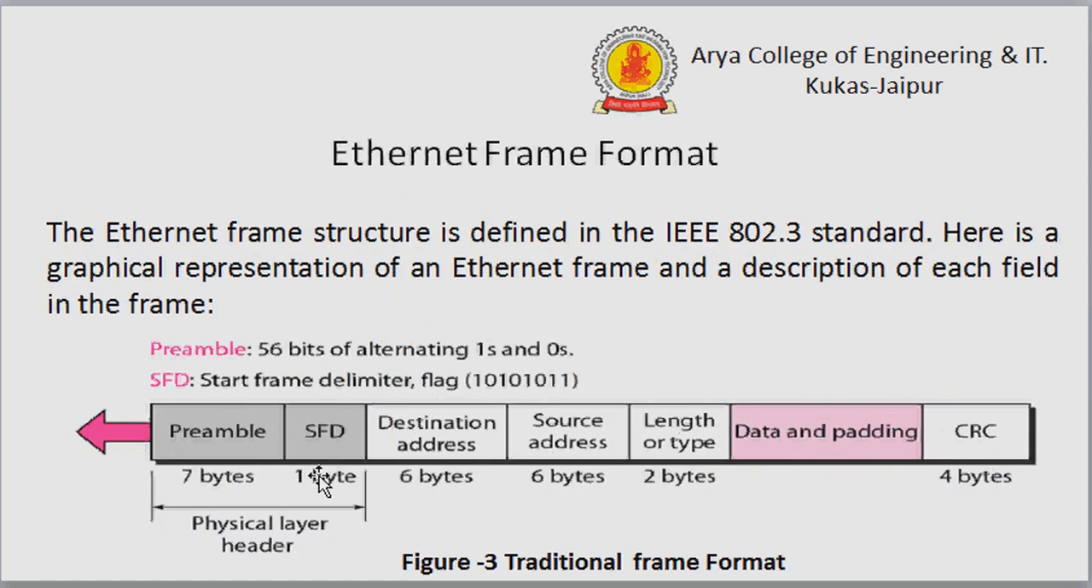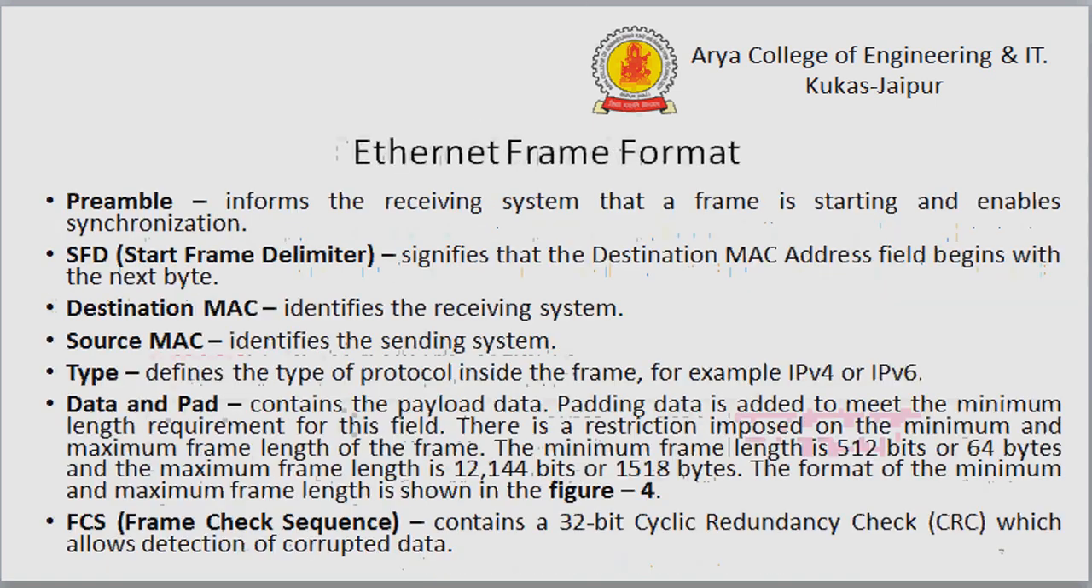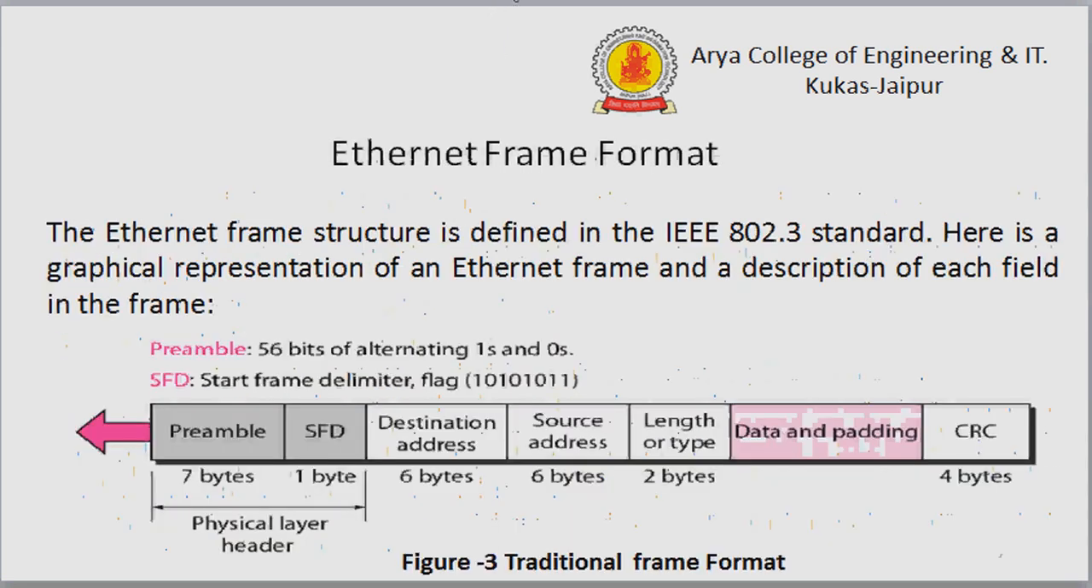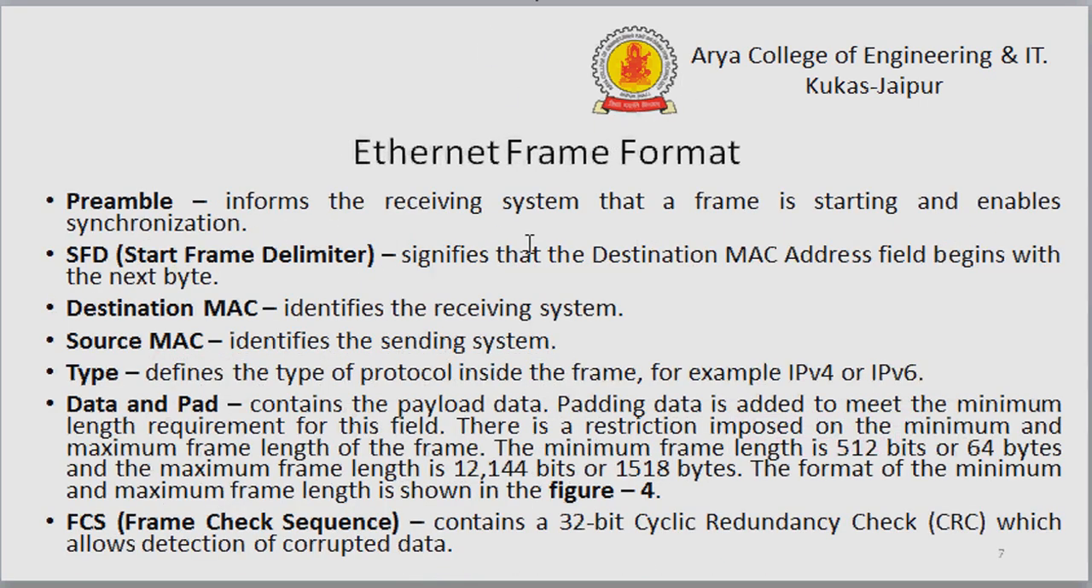Second is SFD, start frame delimiter. It has 1 byte length. It signifies that the destination MAC address field begins with the next byte. Third field is destination address and it is 6 bytes in length. It identifies the receiving system.